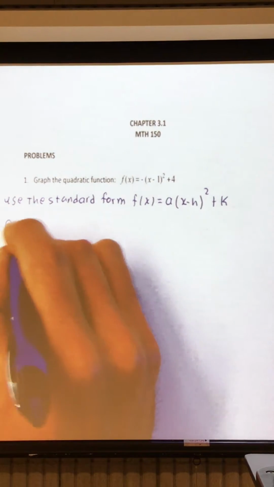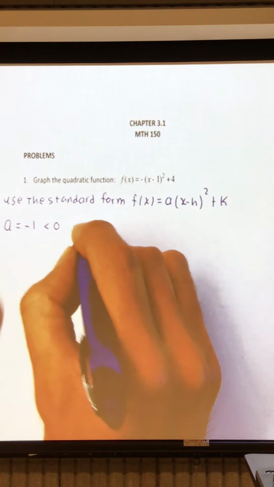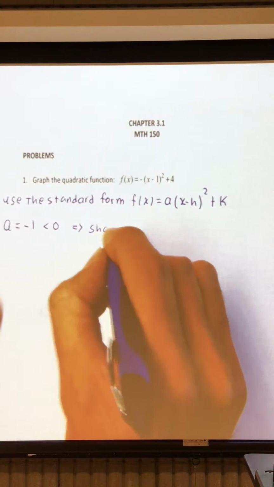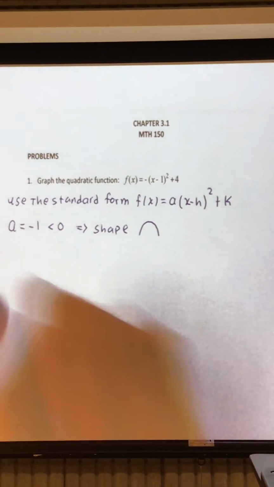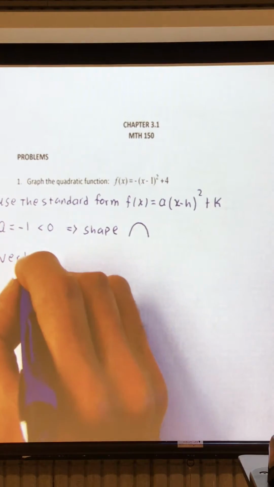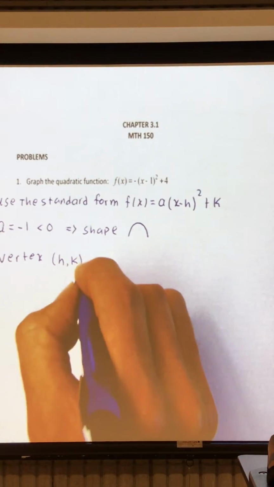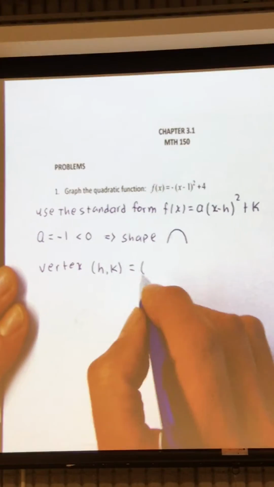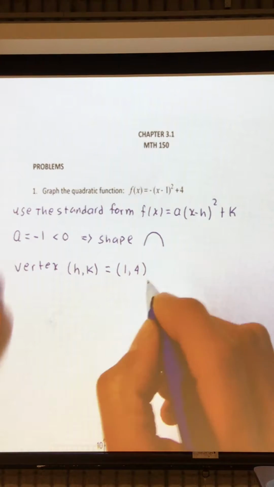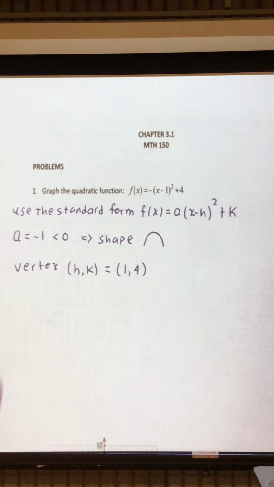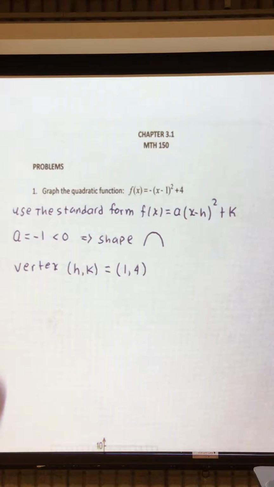The a value, which is negative 1, is less than 0, and that implies that the shape of the graph will be like this. The vertex is h, k, and for us, h is 1 and k is 4. And as you see, this will be the maximum point. The vertex will be the maximum point.